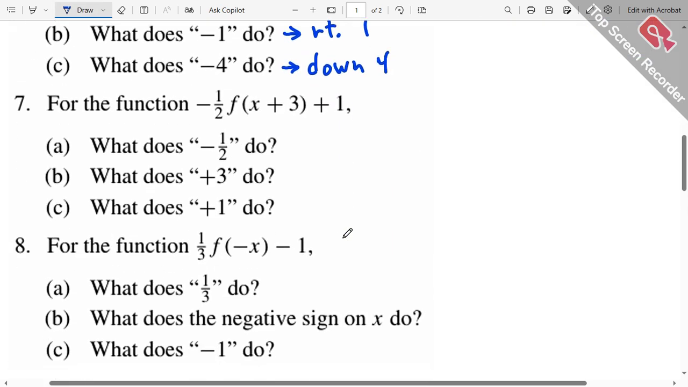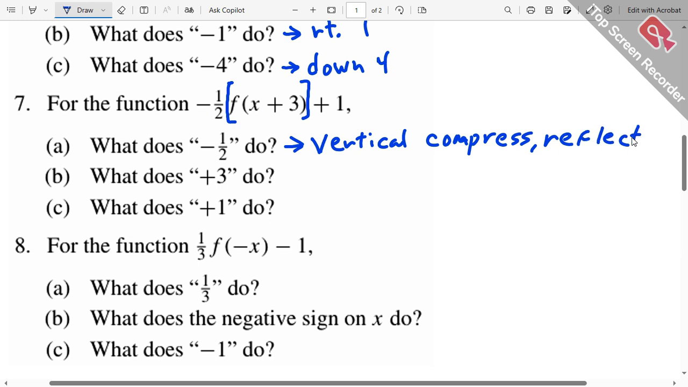All right, number 7. Here's our function right here. What does negative 1/2 do? Well, just like in problem 6, that negative 1/2 is multiplied by the entire function. All right, so that's a vertical compress. Actually, it does 2 things. That's a vertical compress because it's multiplied by a half. So it makes it increase or decrease slower. And the negative sign makes it reflect over the x-axis. You multiply the whole function, the y function, by a negative sign. That's going to reflect over the x-axis.